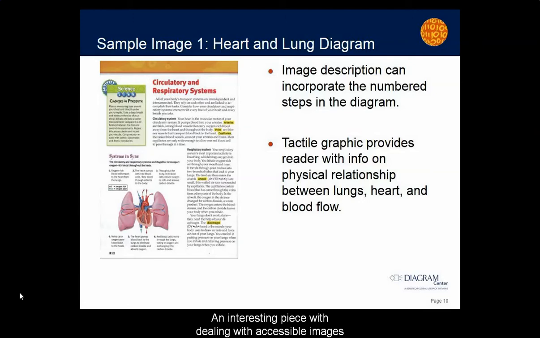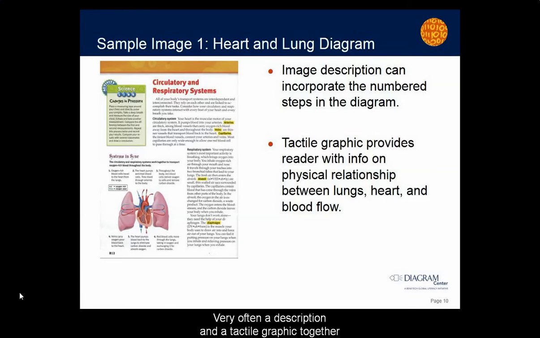An interesting piece with dealing with accessible images is that the text is part of the image. So therefore, no text-to-speech or screen reader that I know of is going to probably read it because it is image-based, not text-based. So that needs to be extracted and included in the text description as the whole thing is made accessible. This particular graphic, if you look at the text that's on the actual page, you'll be able to see how much of that information is actually already explained in the text and how much of it needs to have description about the diagram itself.